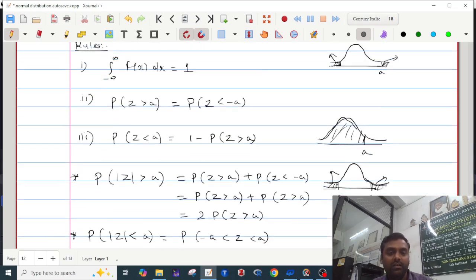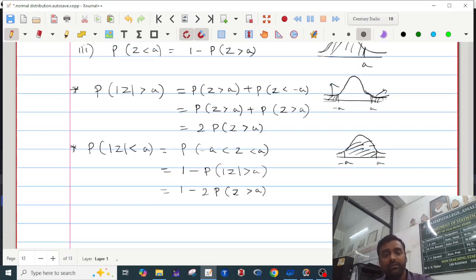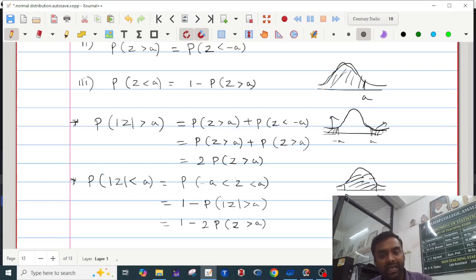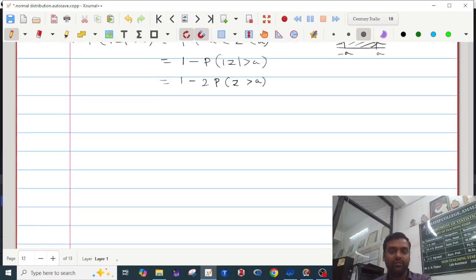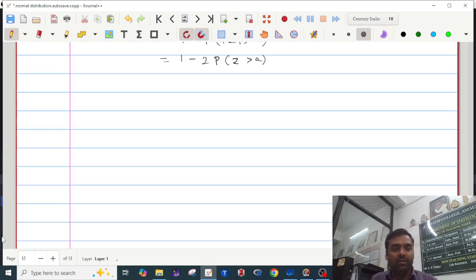So these 2, 3 simple rules, you may also call them rules, or you may also call them remarks or notes for computation of probability. So with the help of these 4, 5 points, you can find out any probability for normal distribution. I hope it will be clear to you. Let's solve one example.